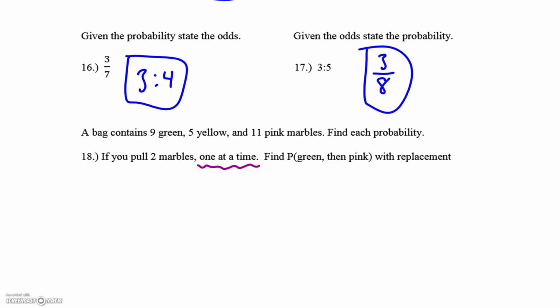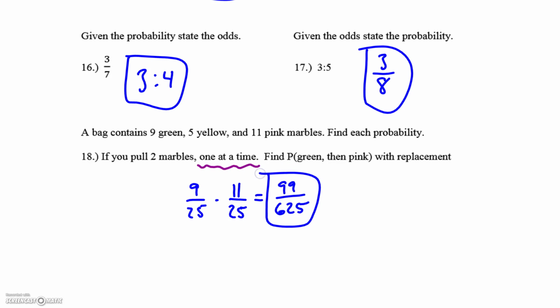So the probability of green, there are 9 green marbles out of 25 total marbles. The word then implies the word and, so I'm going to multiply. With replacement means I pull that green one out and I put it back. Now I pull a pink marble. There's 11 pink marbles out of a total of 25 still because I put the first marble back. And now we just multiply these. That's going to give me a 99 over a 625. And I don't believe that reduces. Okay?